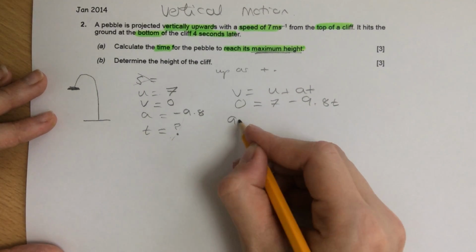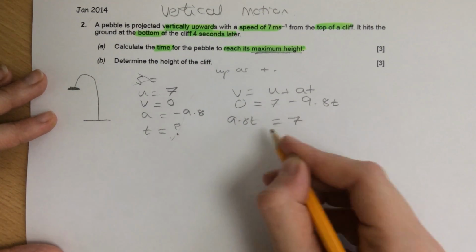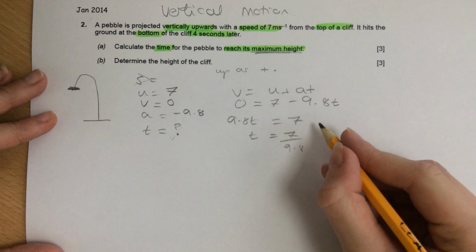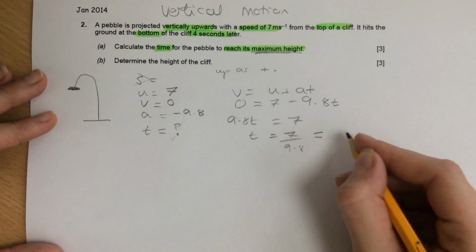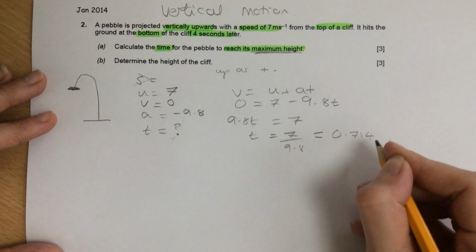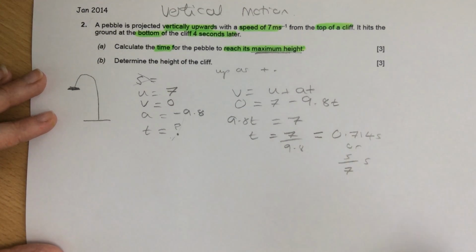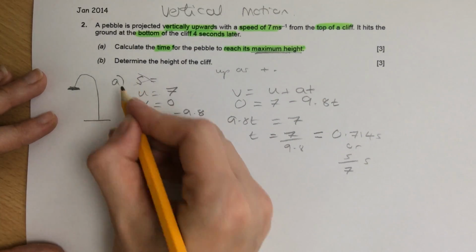So move this all over, divide by 9.8, which equals 0.714 or 5/7 seconds. That's part A done.